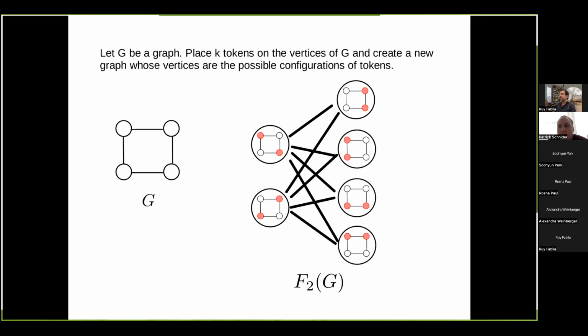Sorry, so the tokens are not labeled? The tokens are not labeled. Okay, thank you. Yes, the tokens are unlabeled. Here I have all possible configurations of 2 tokens, and if I take, say, this token here and slide it along this edge, then I will end up in this token configuration, right? So this is the 2-token graph of G. Now I started with the cycle C4, and then I got the complete bipartite graph K_{2,4}.